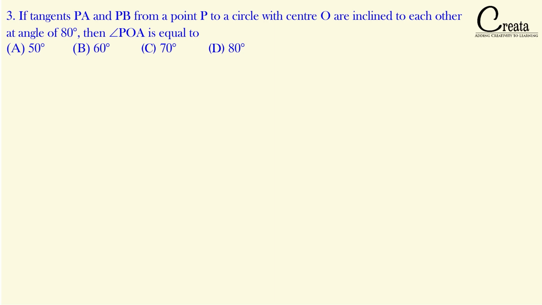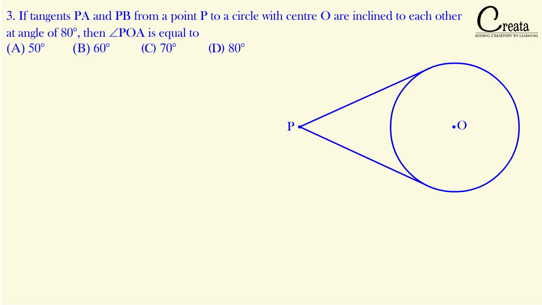This question is again talking about a circle with center O. We have a point P external to the circle. From the point P, we have two tangents, PA and PB. Further in the question, it is also given that the angle between the two tangents is 80 degrees. So this angle is given as 80 degrees, and we have to find the angle POA.